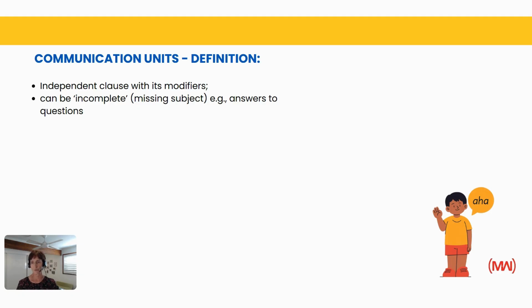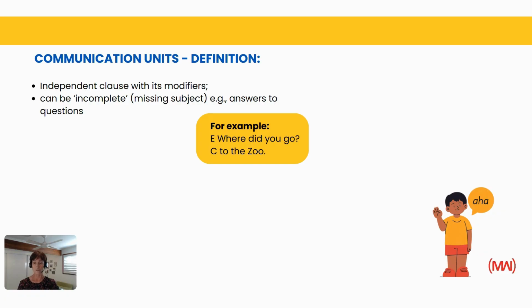Now, to make it confusing, they can be incomplete, as in they can have a missing subject, for example, when it's an answer to a question. So if we consider this example where the examiner says, "Where did you go?" and the child said, "To the zoo," there is no subject in that sentence, but we would still consider it a communication unit for analysis.